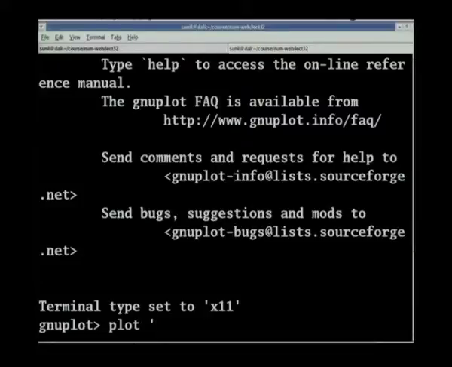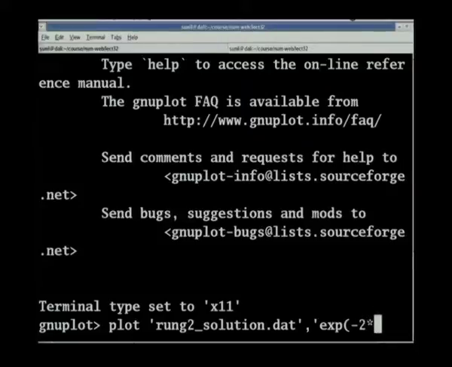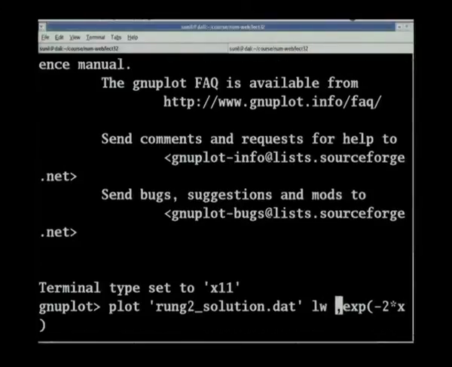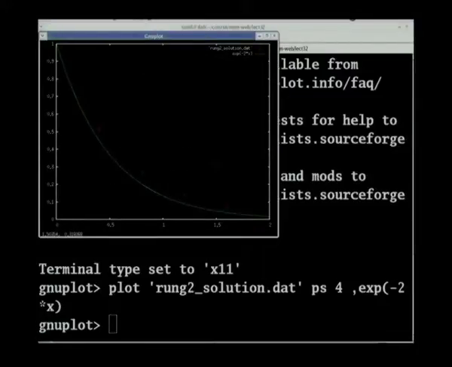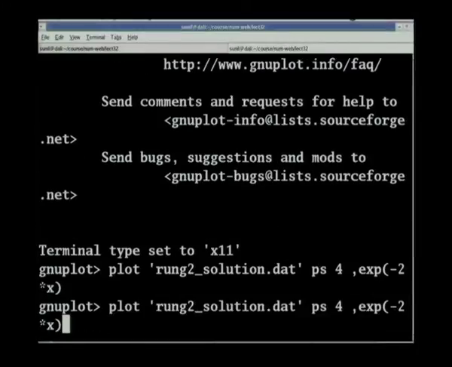So, I have created a file there called Runge Kutta.solution.dat, and we know the solution to the equation is exponential of minus 2 star x. That is the actual solution to the equation. Okay, so we can compare these two. Okay, that is the solution. Just plot that.